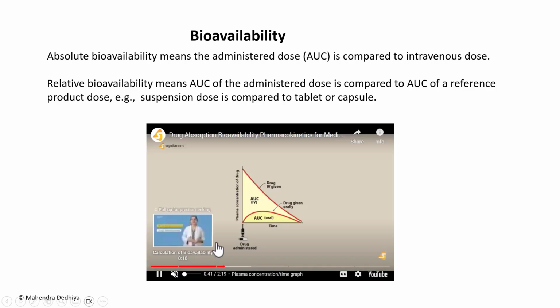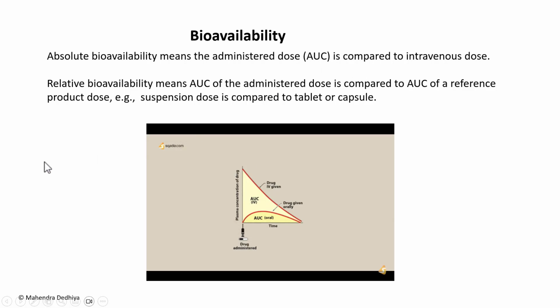The bioavailability is shown here. The area under the curve for the graph here is for drug given orally and intravenously. Intravenous is defined as 100% bioavailable. So the ratio of AUC of oral to AUC of intravenous provides the absolute bioavailability.